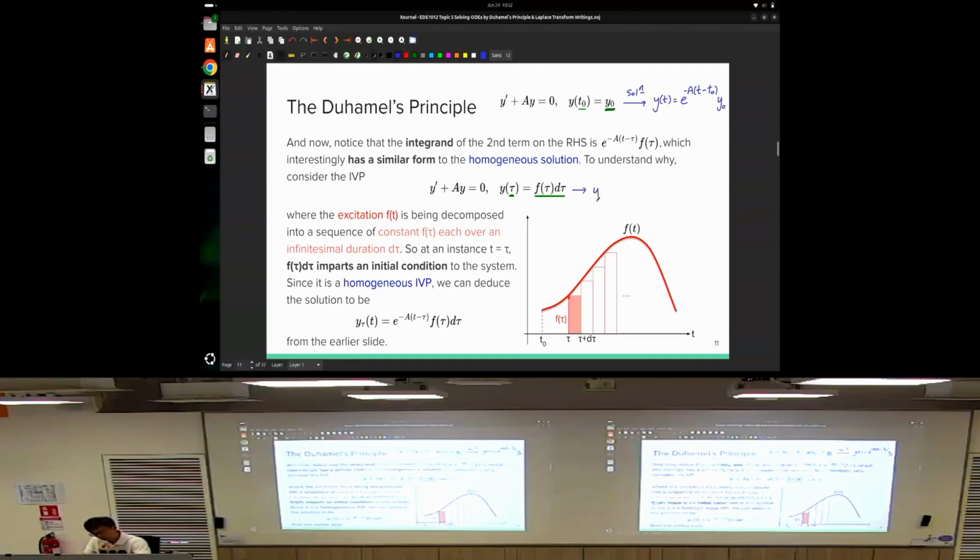So it must be y of t, the solution, equals e to the minus a (t minus tau), because t naught is changed to tau already. So t minus tau. Then the y naught changes to f tau d tau, so it must be times f tau d tau. Okay, t naught changes to tau, y naught changes to f tau d tau.